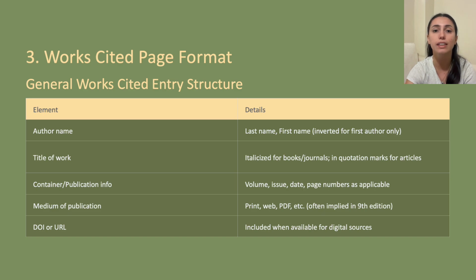After that, you list the container or publication information, which can include things like the journal name, volume, issue date, and page numbers. The slide also shows that MLA may include the medium of publication, like print or web, although the 9th edition often treats this as implied. And finally, if the source is digital, you add the DOI or URL at the end. The structure helps readers locate your source easily and keep the works cited page consistent.